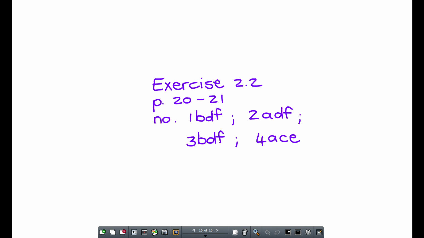Right, then your homework is exercise 2.2. That's on page 20 and then it carries on to 21. So at number 1, you only do B, D, F. At number 2, only A, D, F.